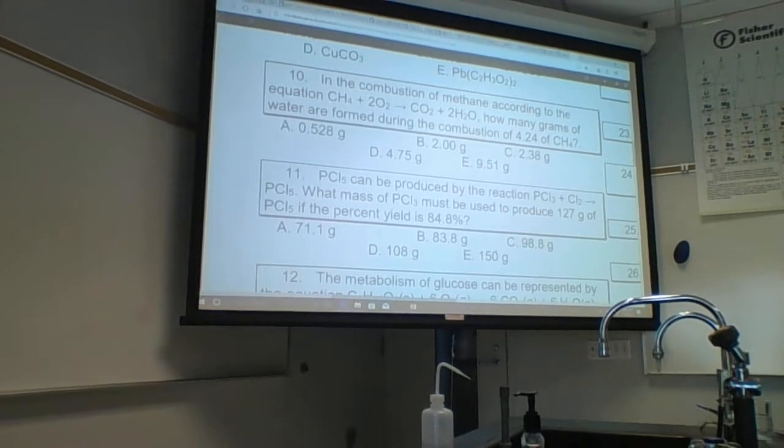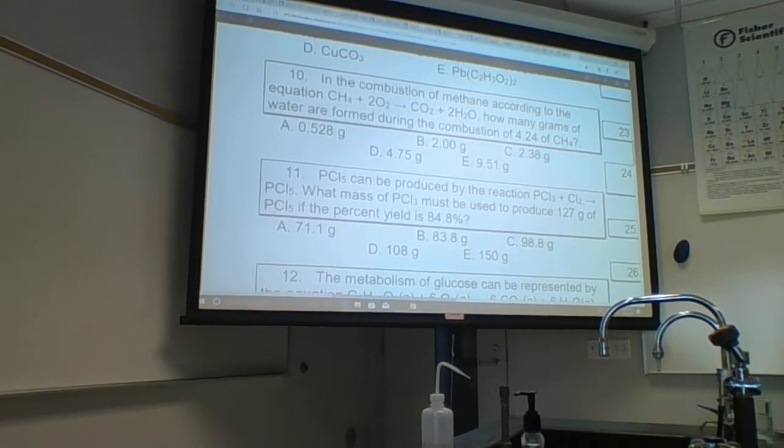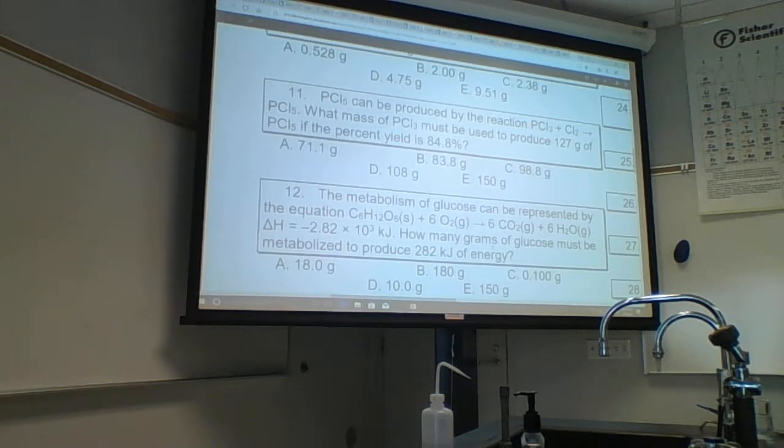Let's go on to the next one. PCl5 can be produced. What's PCl5 called? Tetra's 4. Penta. Yeah. Phosphorus pentachloride. Two words. Pentachloride's all one word. Phosphorus pentachloride can be produced by the reaction of PCl3. PCl3 is called phosphorus trichloride plus Cl2, which is called chlorine.